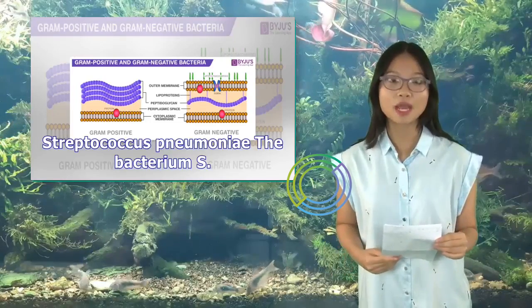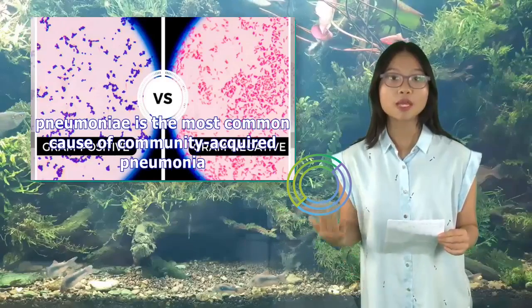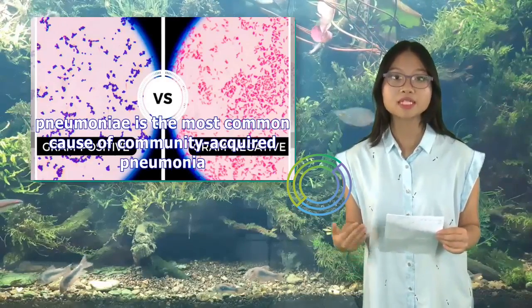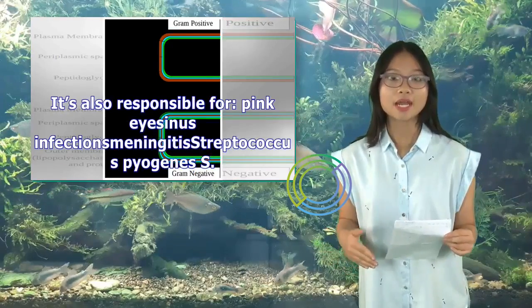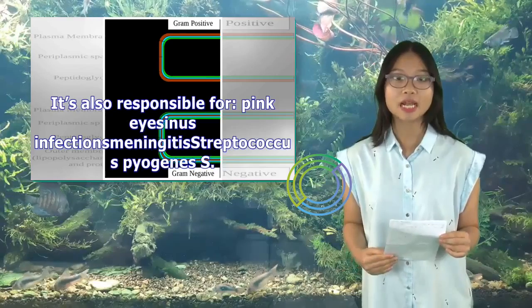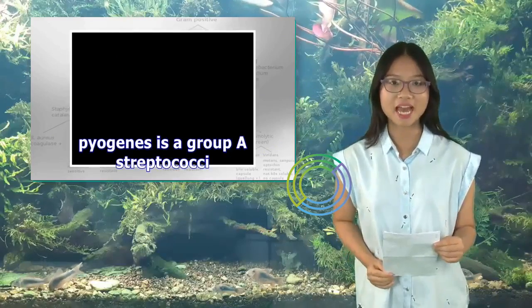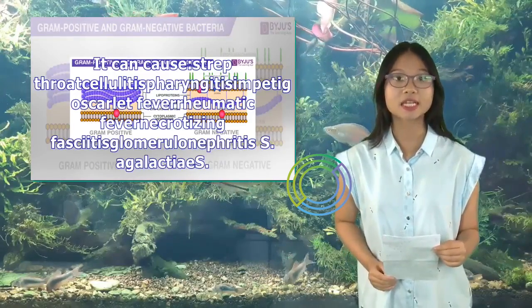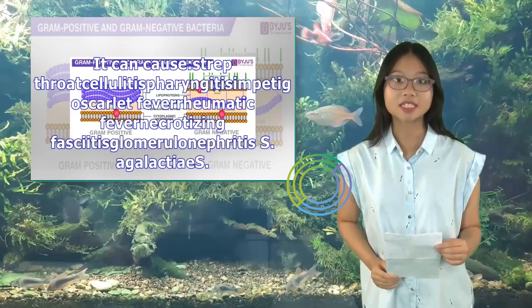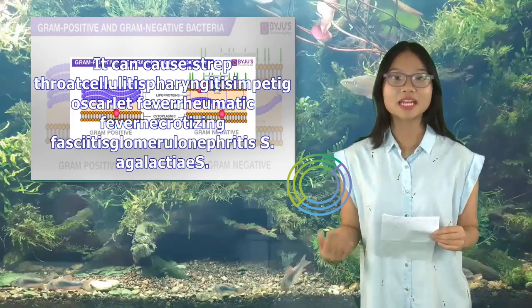Streptococcus pneumoniae. The bacterium S. pneumoniae is the most common cause of community-acquired pneumonia. It's also responsible for pink eye, sinus infections, and meningitis. Streptococcus pyogenes. S. pyogenes is a group A streptococci. It can cause strep throat, cellulitis, pharyngitis, impetigo, scarlet fever, rheumatic fever, necrotizing fasciitis, and glomerulonephritis.